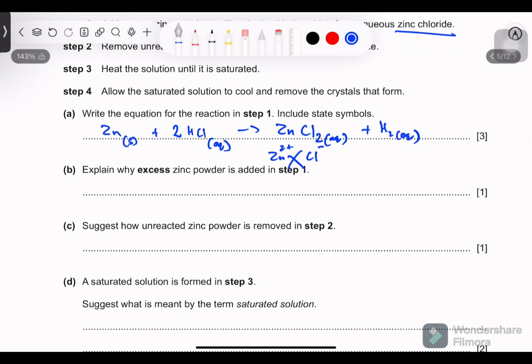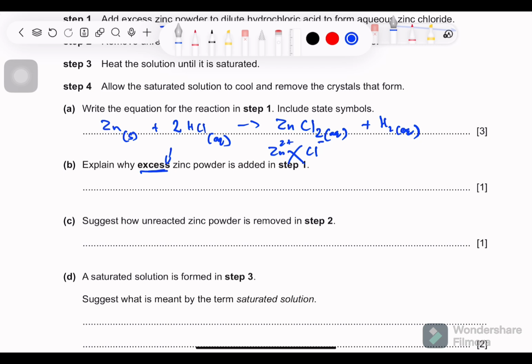Explain why excess zinc powder is added. Because we need the complete acid to react. If the zinc powder was not in excess, if it was a limited amount, then maybe the entire acid does not react, so it will interfere in the reactions. We need all of the acid to react. If this was not in excess, it is possible that the zinc powder finishes before the acid. So the answer will be: so that all the acid has reacted.